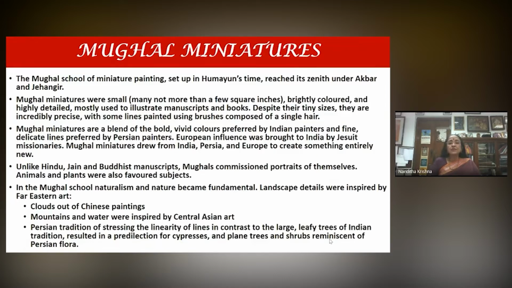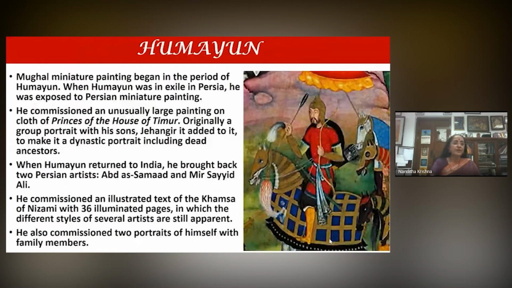Landscape details were inspired by Far Eastern arts, such as clouds from Chinese paintings, mountains and water from Central Asian art, and the Persian tradition of stressing the linearity of lines. And in contrast to the large leafy trees of Indian tradition, you find that they had a predilection for cypresses, plane trees, and shrubs, which were reminiscent of Persian flora.